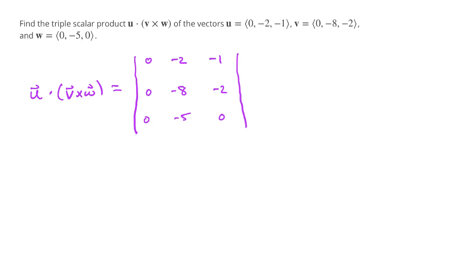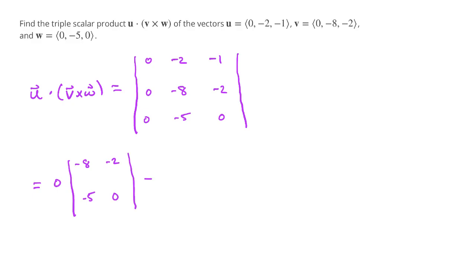Now, in order to compute this, remember, just like we were doing with the cross product of the vectors, we're taking our first component in the upper left-hand entry of our matrix. So we have the value of 0 times the 2x2 determinant that we get in blocking out the first row and the first column. And so that gives us -8, -2, -5, and 0. Then remember that we change the sign, and so it becomes a minus.